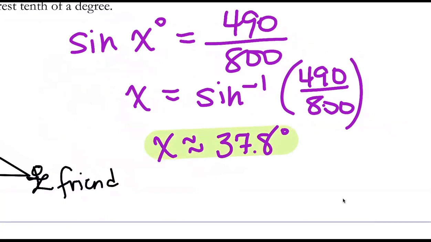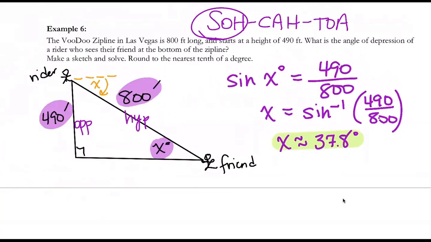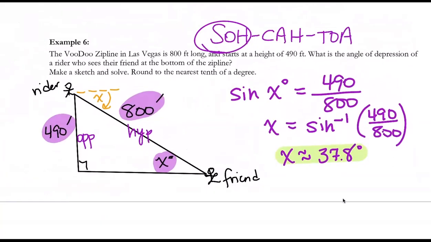That little squiggly that I'm doing there just means approximately, that I rounded it. You always want to make sure you look at the amount to round to and then the label on your answer. Okay, that's the end of this lesson.